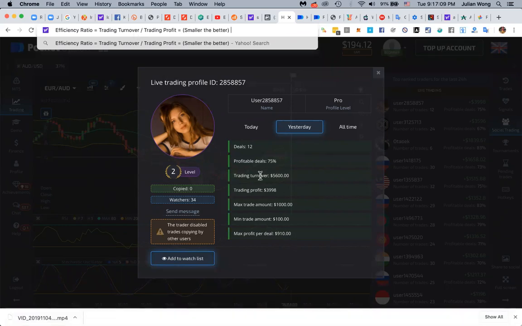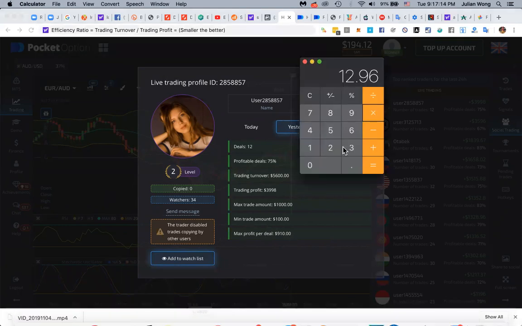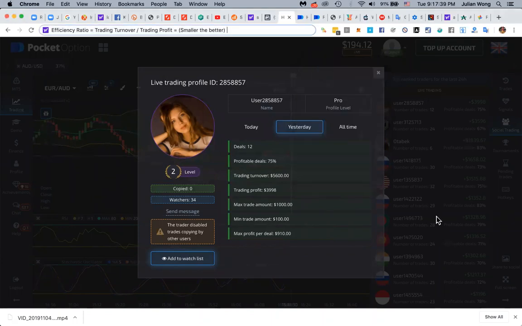Okay, so let's try and study this trader over here. This trader, turnover for yesterday is 5,600 divided by a profit of 3,998. See, 1.4. This is insanely good. It's insanely good because you can do the same thing across the different traders, right? If you get something 10 or better, that person's already very good because mostly it's going to be 15 to 25. But this, like 1.4, is insanely good.